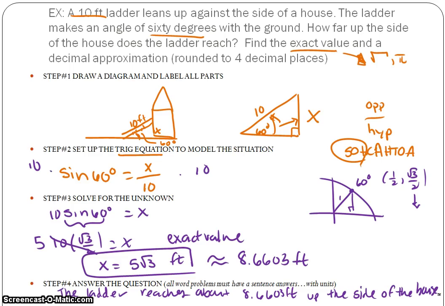Okay, so some people ask, is it okay to put the decimal approximation here in the sentence? Sure. As long as I see that you answered the exact value and the decimal approximation somewhere, since it did ask for the exact value and the decimal approximation. I do see them both. The sentence answer, you could have one of them. That would be fine. Okay, so that is all.